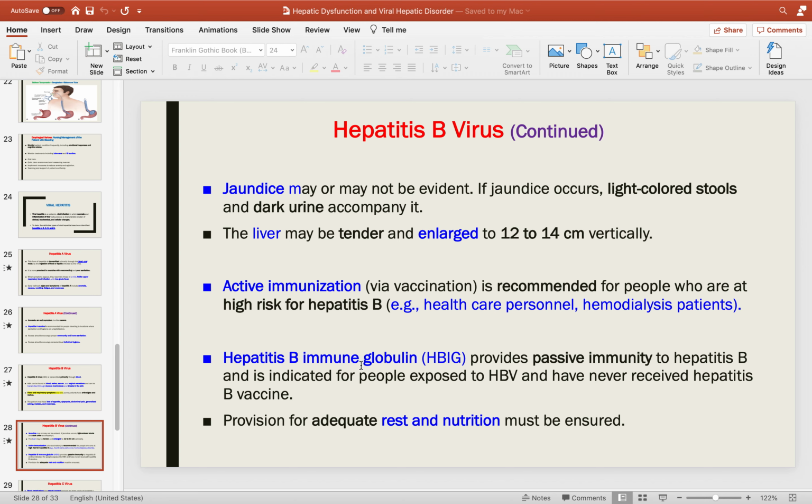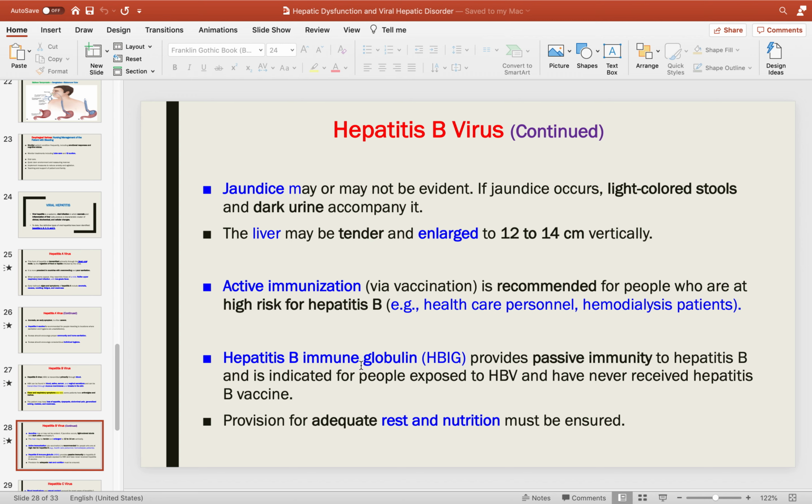So one of the measures to prevent getting hepatitis B virus is immunization, especially for healthcare providers and patients on hemodialysis, because patients receiving dialysis are at risk of developing hepatitis B. However, maintaining standard precautions at the hospital is very important. Plus the immunization, but standard precaution is the first priority.